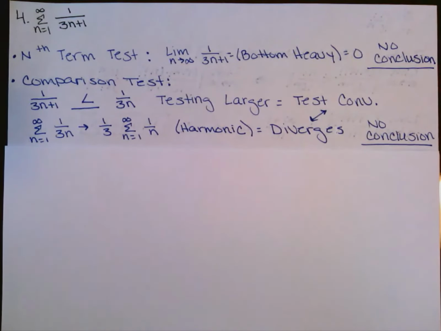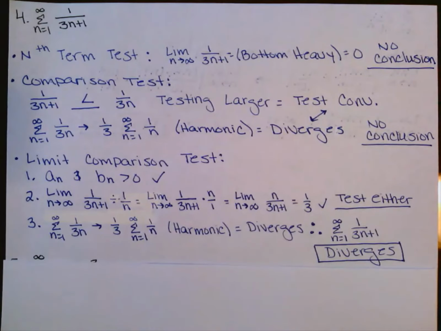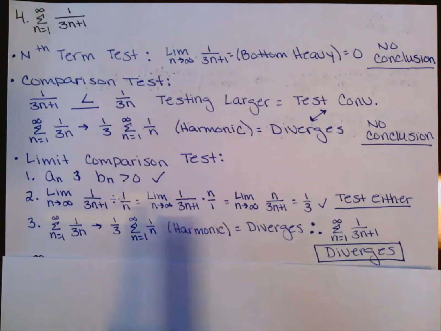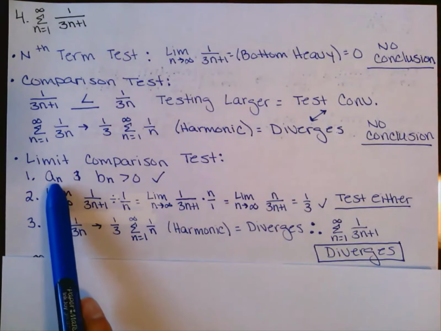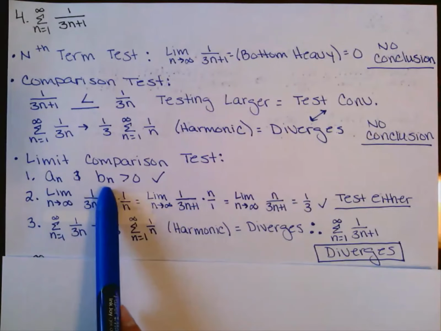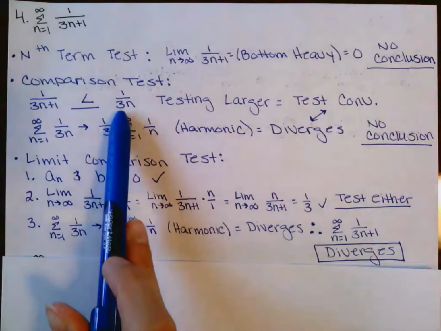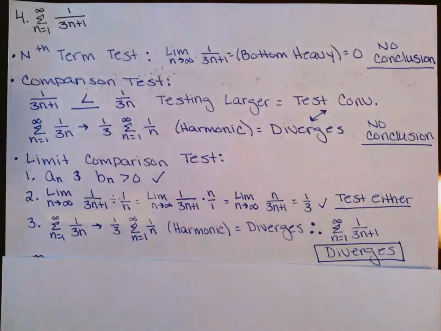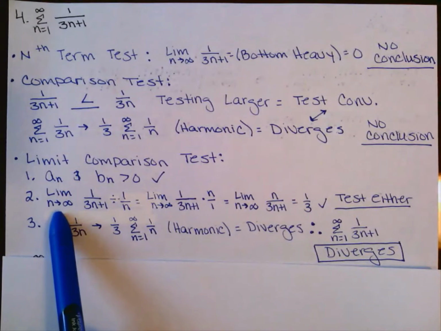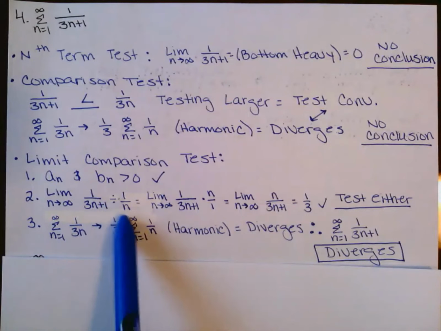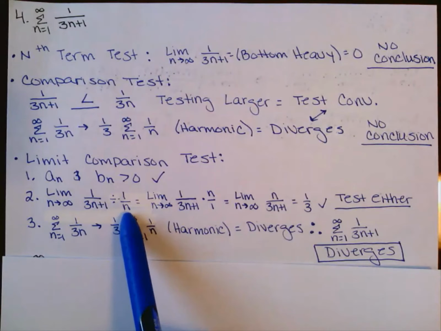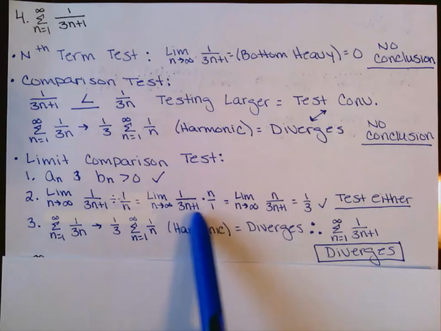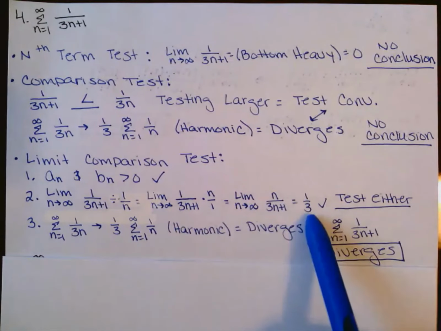So when comparison test doesn't work, your next best bet is limit comparison test. For a limit comparison test, you have to confirm that both the original and the one you are comparing it to, which we're going to stick to 1 over 3n, are both positive. I don't have any negatives there, so we're good. Next, that the limit to infinity of the original divided by the new one that I'm comparing, when I clean this, I'm going to do keep, change, flip, right? I'm going to get a number between 0 and infinity, okay?